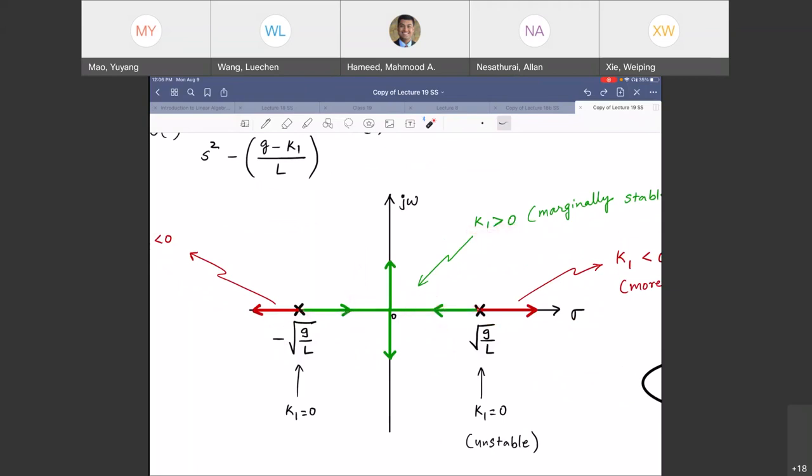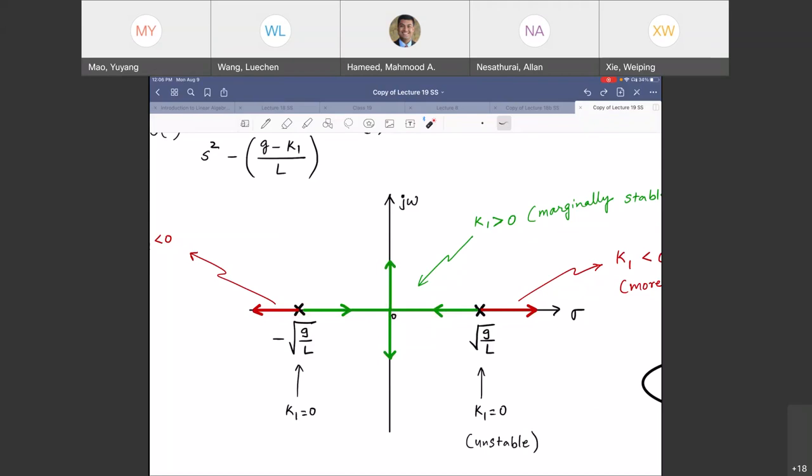So for this guy, moving left is good news. For this guy, moving right is actually bad news. But if you increase k more than g, when it is g, you are here, right? When you increase more than g, what happens? One pole moves up, the other pole moves down. Now you have both poles that are distinct, but on the j omega axis.